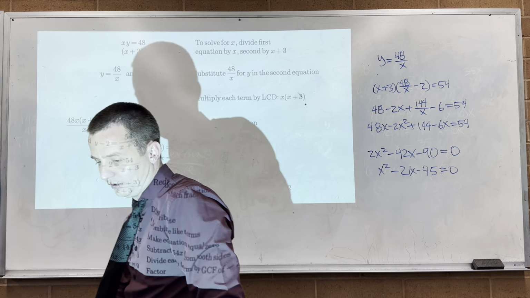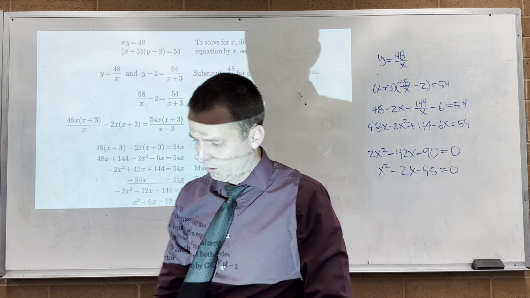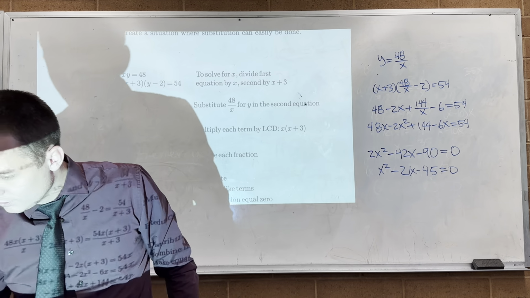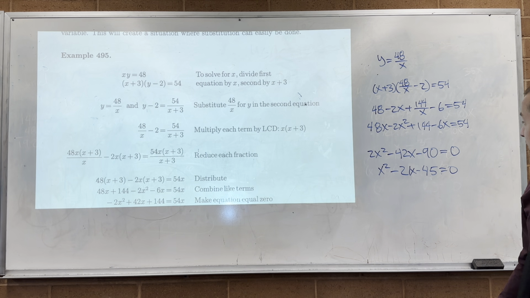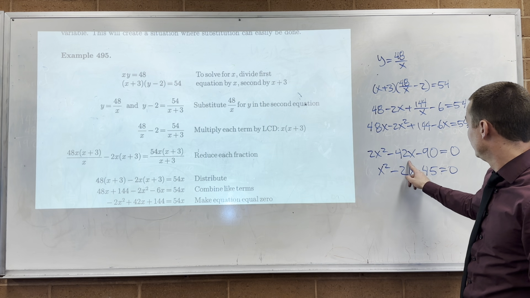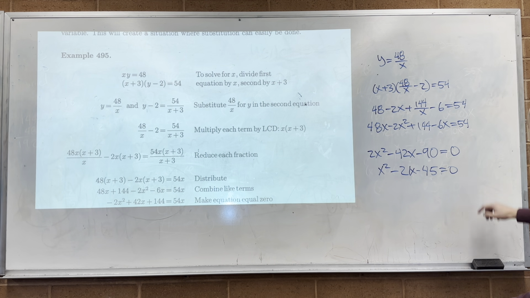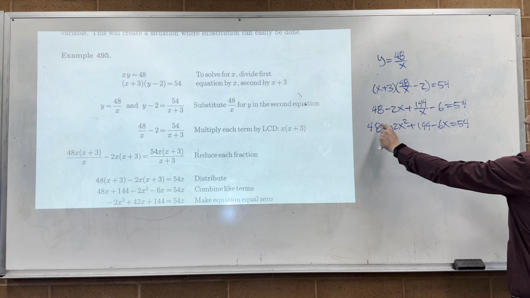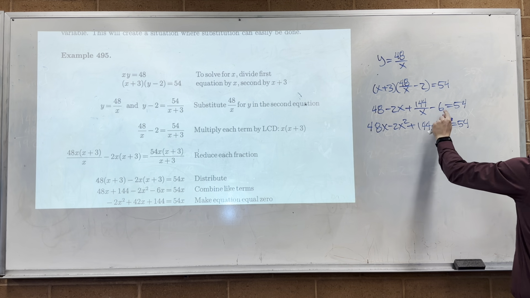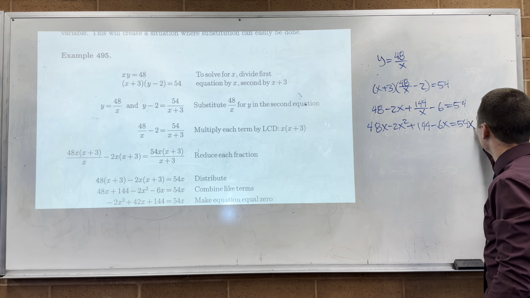We did make a mistake in the numbers. So, let's see. Minus 2x squared. Positive 42. Oh, I didn't multiply this by x when I multiplied everything by x. So when I was multiplying everything by x, I didn't multiply my 54 by x. That's why I did it wrong.